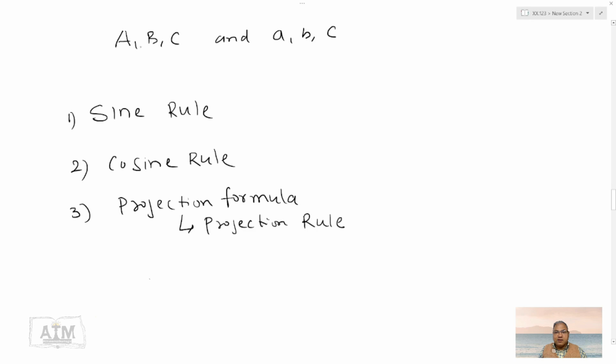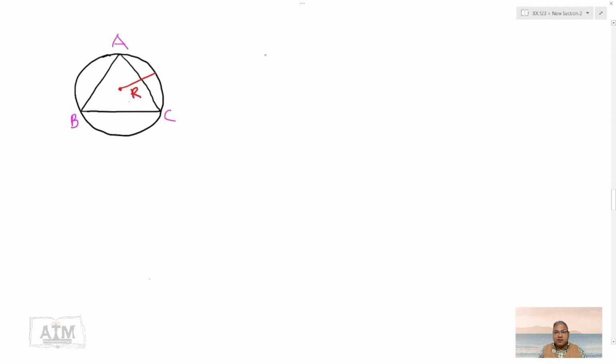So the relation between A, B, C, that is the vertices of the triangle, and small a, b, c, that is the lengths of sides of the triangle, is given by the sine rule, cosine rule and projection rule. The sine rule is given by this relationship. What is the relation?